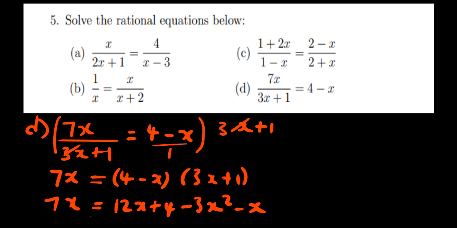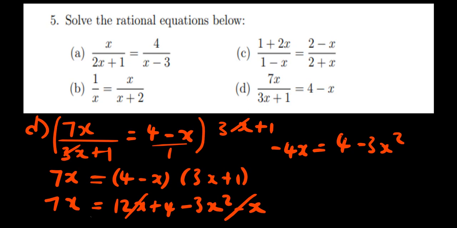So I have a negative x and a 12x. That will give me 11x. That 11x, when I take it to the other side, becomes negative 11x. Then I have 7x minus 11x, that will give me negative 4x on this side, equals, then this one has gone, this one has gone. Then I have 4 minus 3x squared.